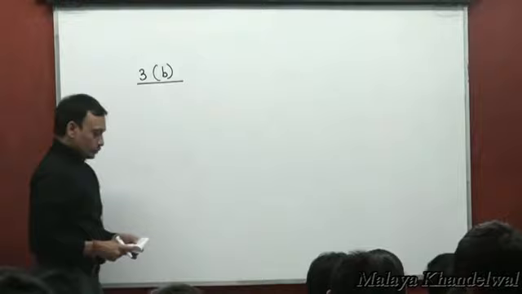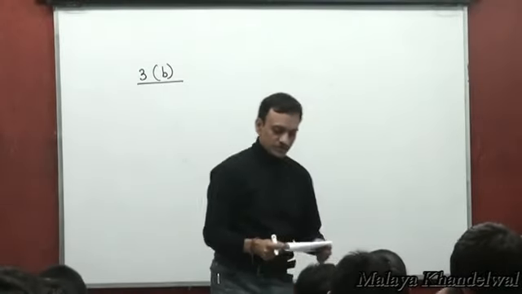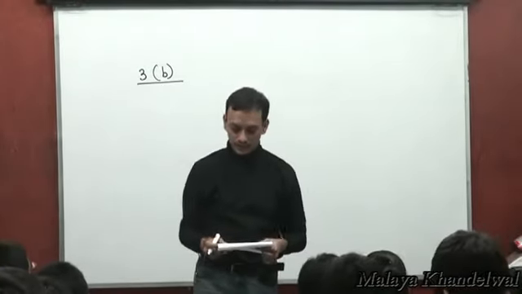Similarly, 3b. Two bodies of masses 10 kgs and 30 kgs are placed along a vertical line.